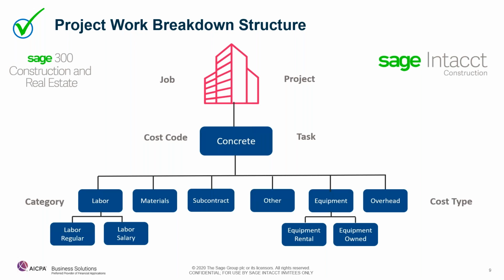So many of you are current Stage 300 users, I have this slide explaining the comparison of how it's structured in Sage Intacct. Both have a project or a job. Underneath that is your cost code, or what we call task, in Sage Intacct. And then beneath that, you have your cost type or categories. You also can have subcategories beneath that.